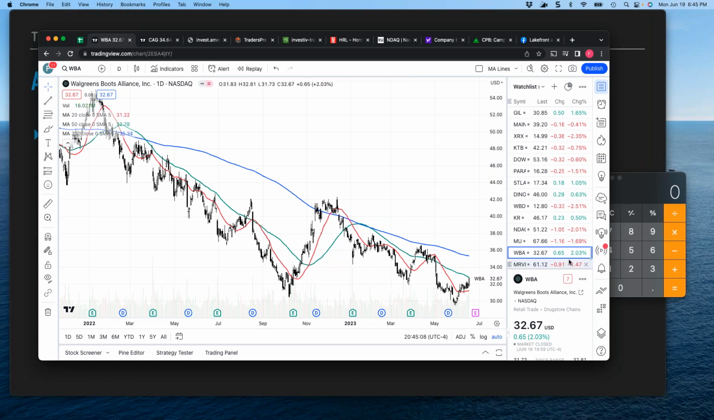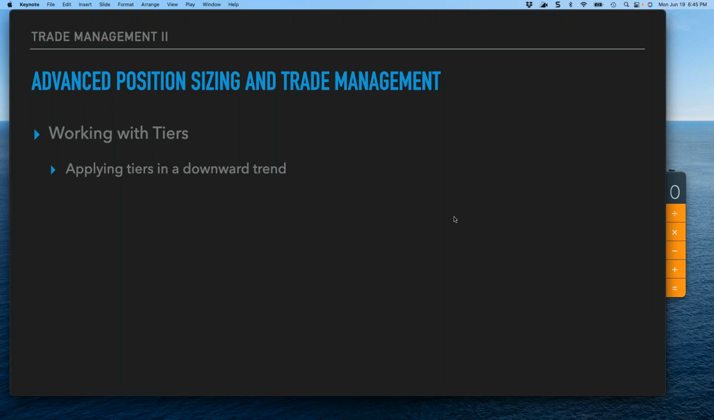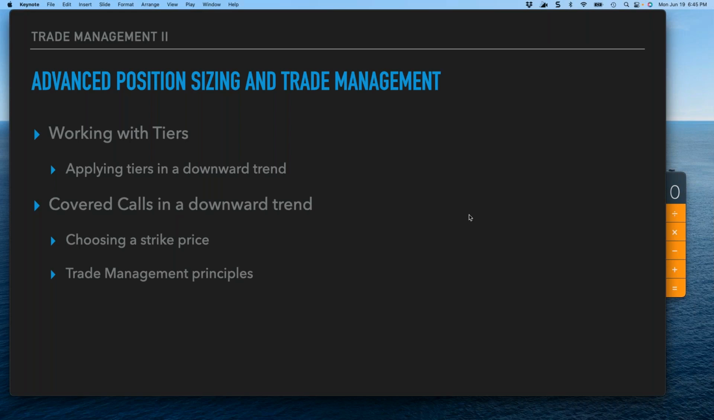The other thing that we can do, besides working with tiers, which is always useful, or I should say always can be useful, is to think about placing covered calls on a stock within a downward trend. Now this requires a different trading approach and mindset than the passive approach, where I place my trade and I wait until expiration to see what happens.